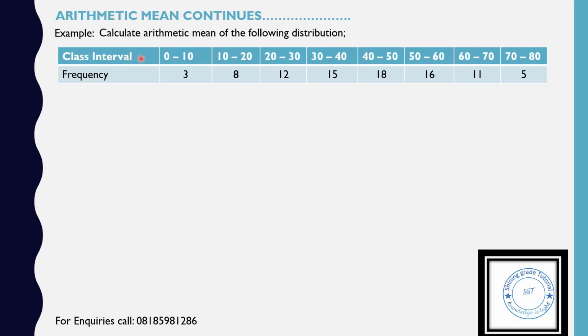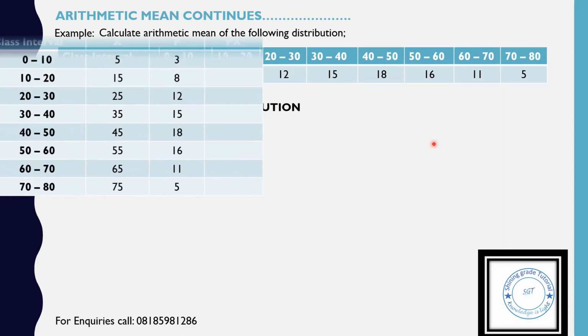We have our class intervals: 0 to 10, 10 to 20, 20 to 30, 30 to 40, 40 to 50, 50 to 60, 60 to 70, 70 to 80, and we have their respective frequencies: 8, 3, 8, 12, 15, 18, 16, 11, 5. Alright, so we have the solution.